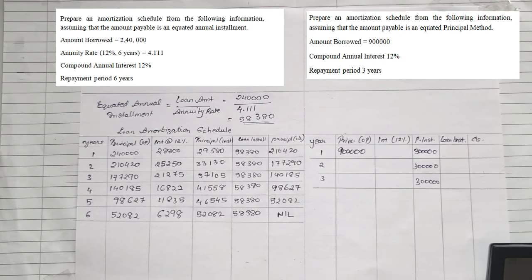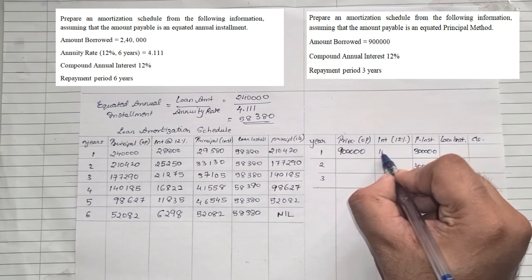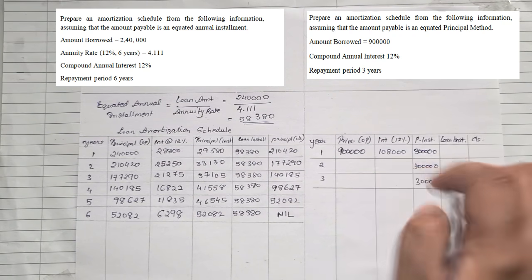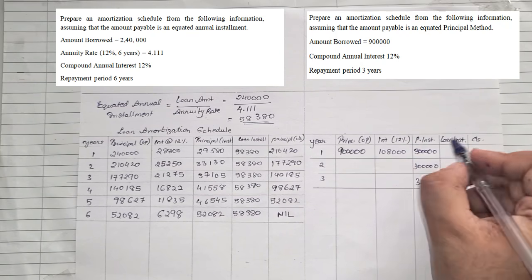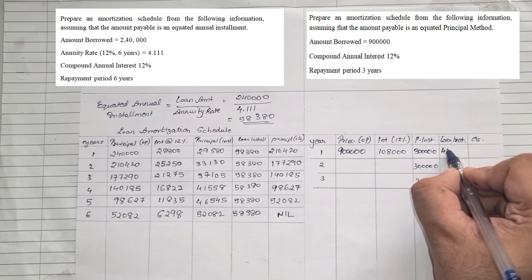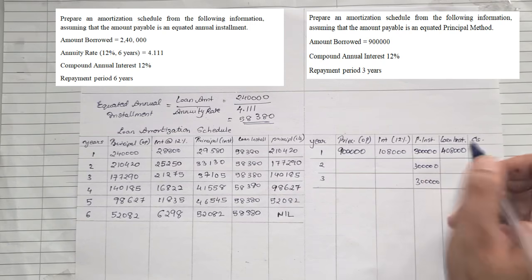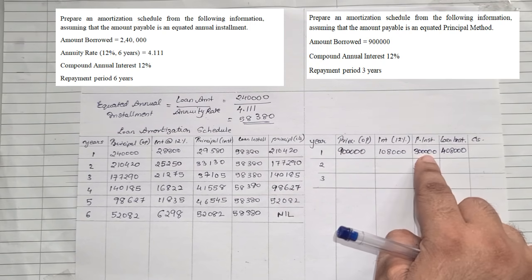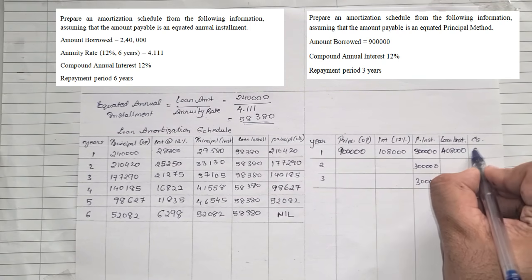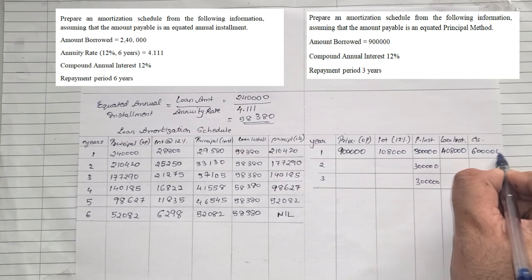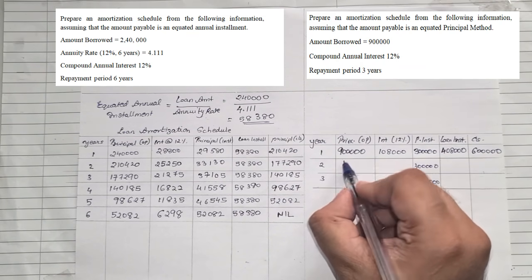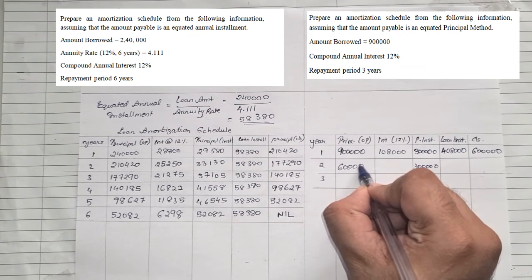Okay. So now it is very simple. On 9 lakhs, if I take 12% interest, I will get the interest as 1,08,000. So interest plus principal will be the loan installment. So it will be 4,08,000. Now opening minus the principal installment will give you closing, which is 6 lakh. Last year's closing will become this year's opening.